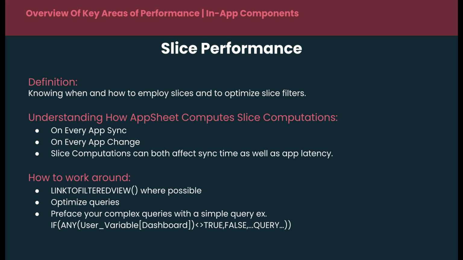So in my last bullet point here, I said, preface your complex queries with a simple query. So, in this example, I said, if the value of the dashboard column related to the current user is not true, then omit all records. Otherwise, do this complex query, right? And so you kind of get to indicate to AppSheet when you want it to be calculating. And so it's not going to be slowing down your app for the majority of the user session.